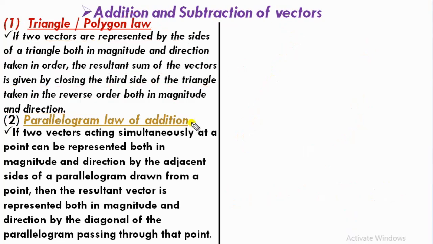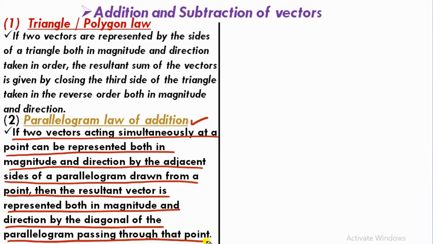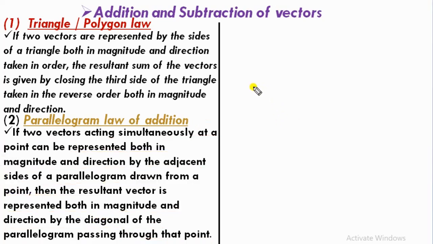Coming to the parallelogram law of addition, it states that if two vectors acting simultaneously at a point can be represented both in magnitude and direction by the adjacent sides of a parallelogram drawn from a point, then the resultant vector is represented both in magnitude and direction by the diagonal of the parallelogram passing through that point. So what does it mean? It simply means that, let's say you want to add two vectors. The first one is vector A and the second one is vector B.